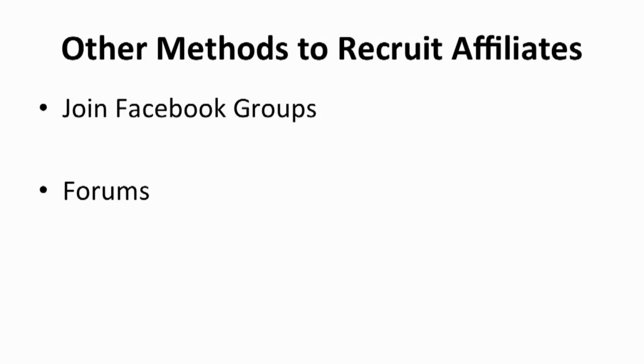Besides waiting for affiliates to join your program, there are other methods to recruit affiliates. Instead of being passive and waiting for them to come, you can join Facebook groups, both closed and open, to approach affiliates first. When you're on Facebook, search the keyword affiliate or Shopify on Facebook and look for a group that suits you.